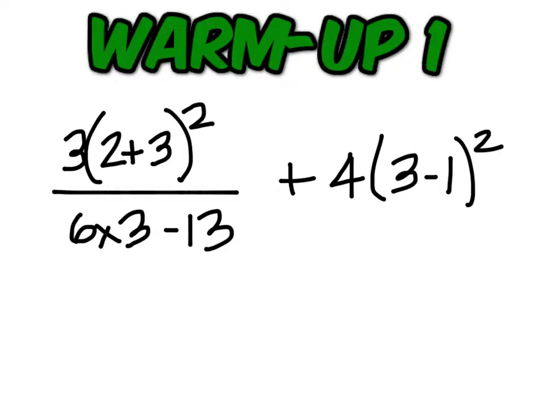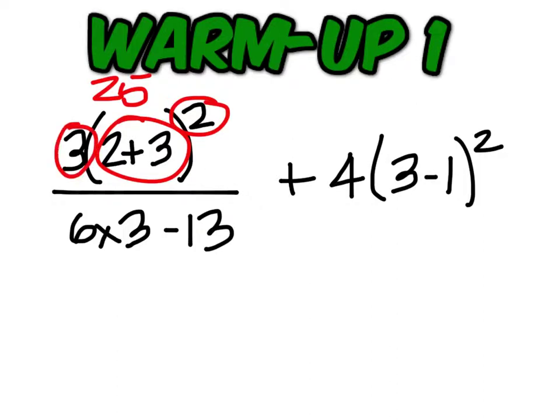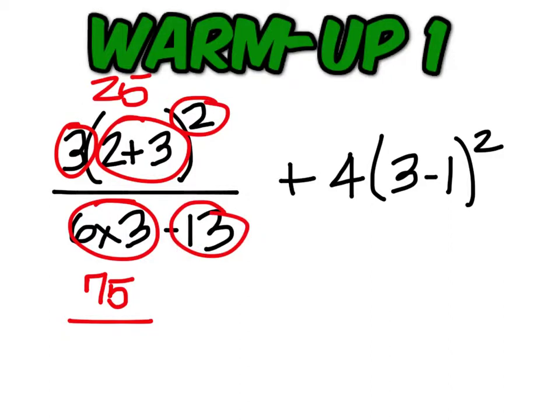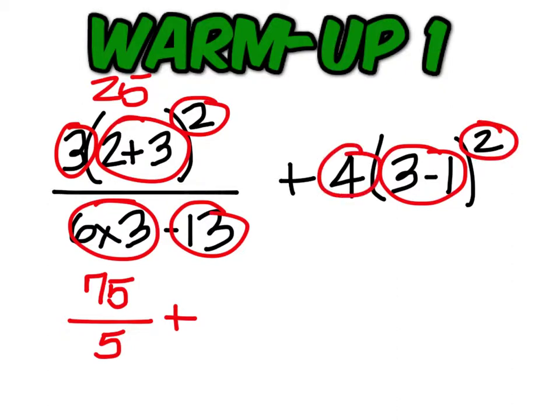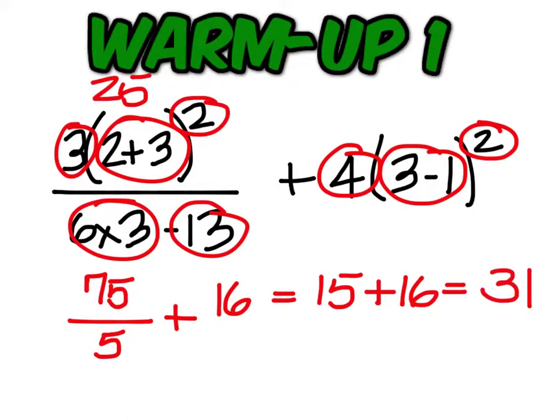The answer for this problem: you're going to have 5 squared is 25, and then times 3 is going to be 75. On the bottom of that is 18 minus 13, which is 5. On this side, 2 squared is 4, times 4 is 16. 75 divided by 5 is 15, plus 16 is 31.